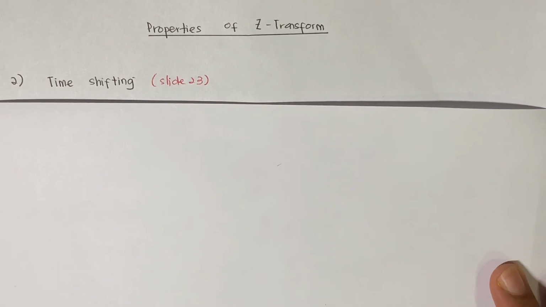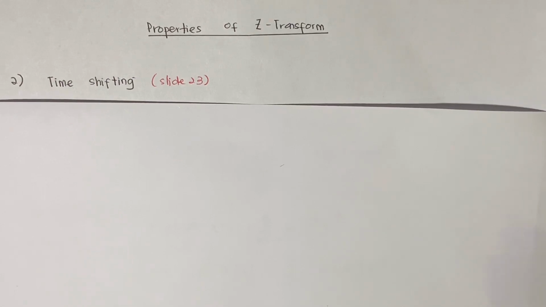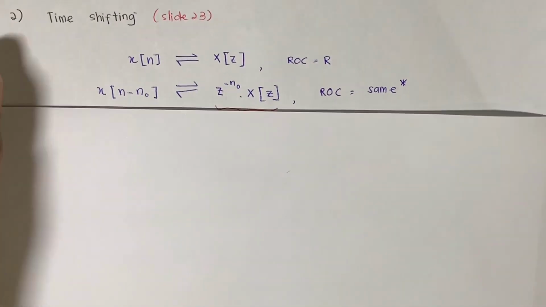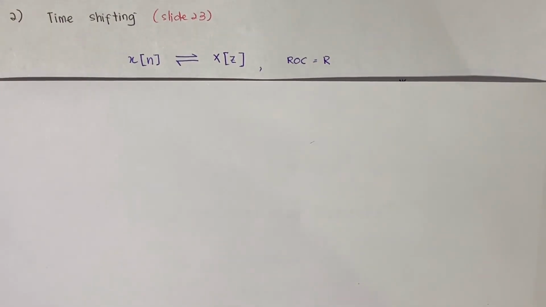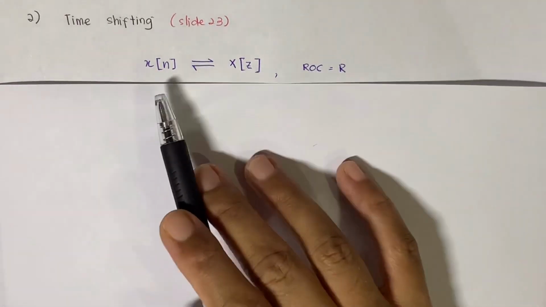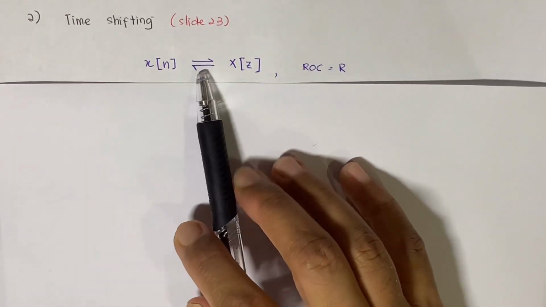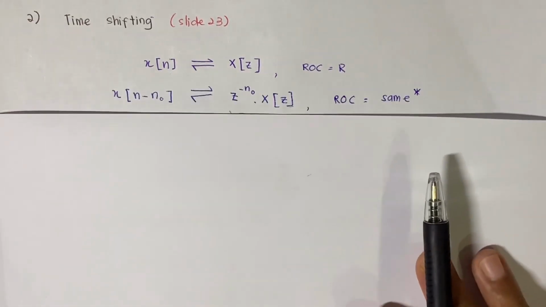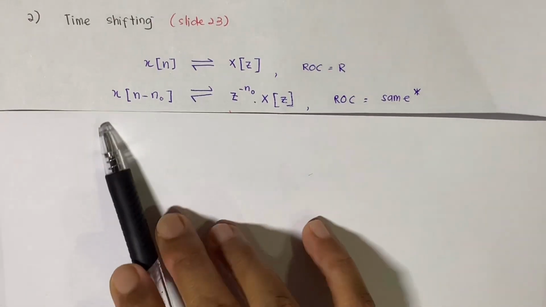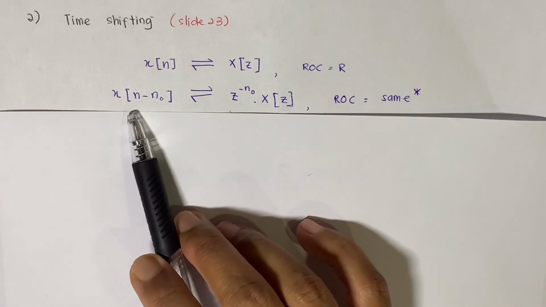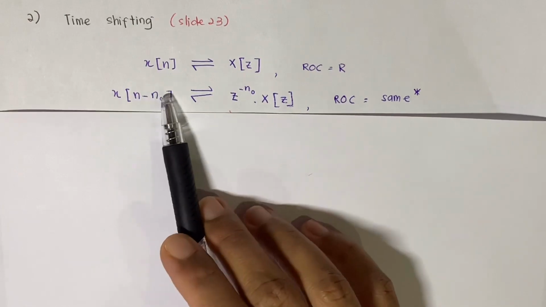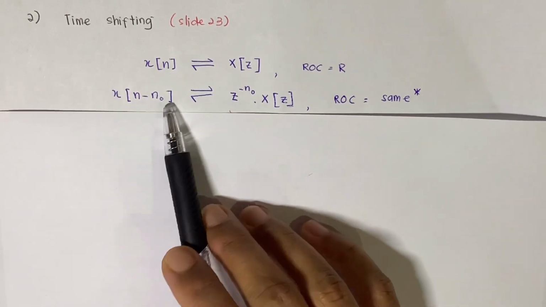Okay, the second property of the Z transform is the time shifting property. You can refer to slide number 23. We know that x[n], when we perform a Z transform, we get X(z). What if the signal has time shifting, x[n minus n naught]? This is time shifting, so we need to perform the Z transform here.